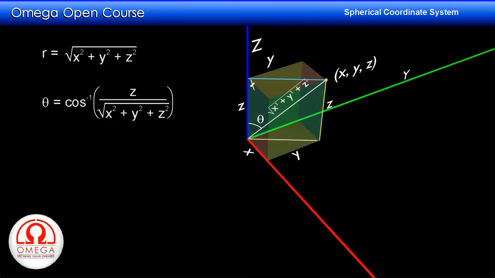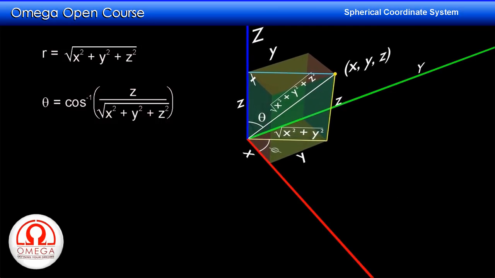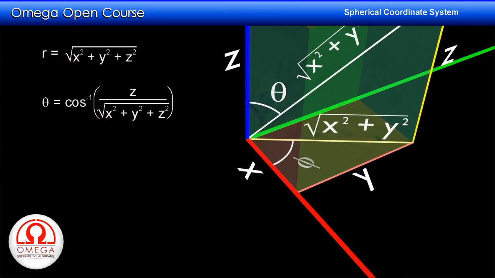Now draw a perpendicular from the point to xy plane and join the foot with the origin. The azimuth angle is the angle this line makes with the x-axis. The length of the perpendicular to the x-axis from the foot of the perpendicular on xy plane is y. From trigonometry, we know that phi is tan inverse y by x. Therefore, the azimuth angle is tan inverse y by x.